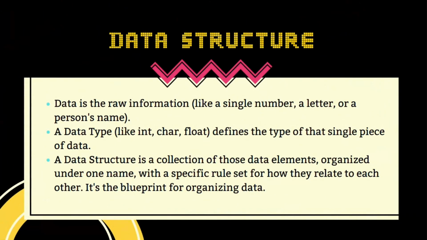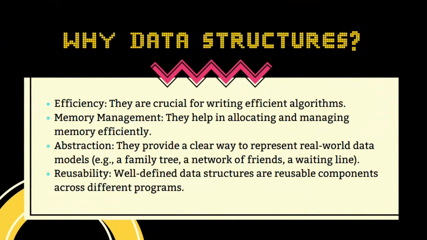Think of it like this. Data is raw information, like a single number, a letter, or a person's name. A data type like int, char, or float defines the type of that single piece of data. A data structure is a collection of those data elements organized under one name with a specific rule set for how they relate to each other. It's the blueprint for organizing data. The right data structure allows you to perform operations like insertion, deletion, searching, and sorting in an optimal way.